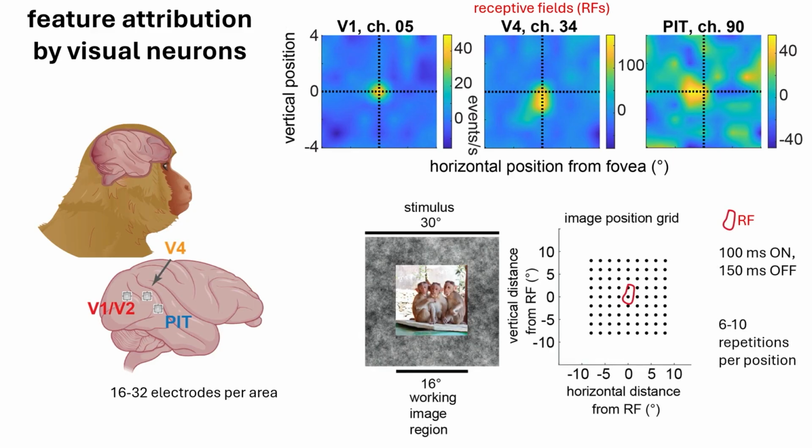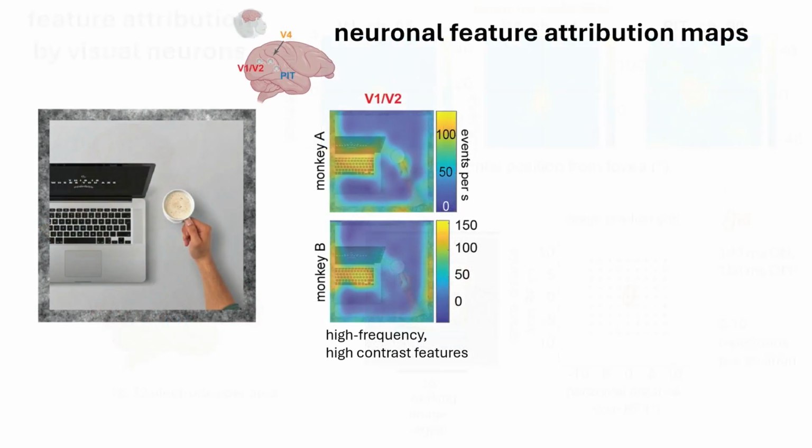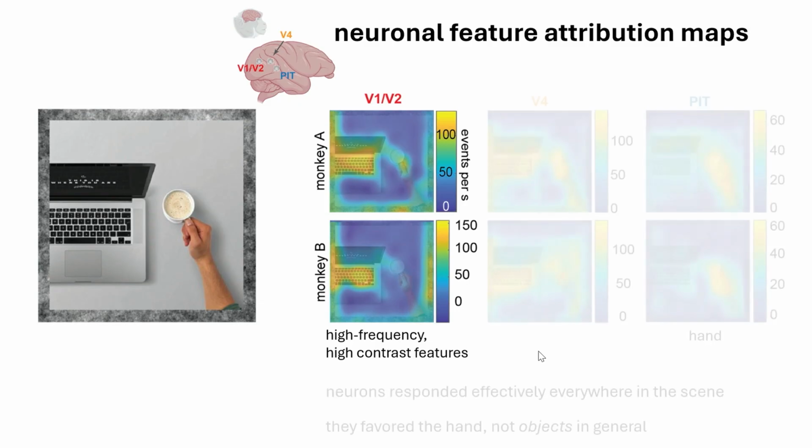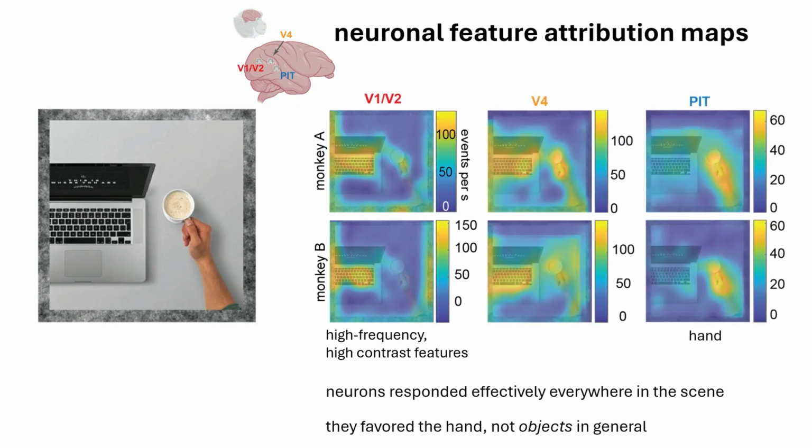And then we have this approach where we can take a natural scene, randomly sampled, and we present it at different locations relative to the receptive field in such a way that we get the responses of these neuronal populations over the whole image. It's a way of doing weight sharing, just switching it around. And what you can see is that when we look at the responses of the population over the whole scene in primary visual cortex, we find that these neurons are responding mostly to these high frequency, high contrast areas corresponding to the keyboard. And when you move over to more anterior areas like IT, the responses of the population switch more towards the hand.